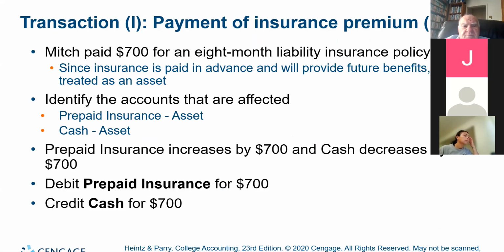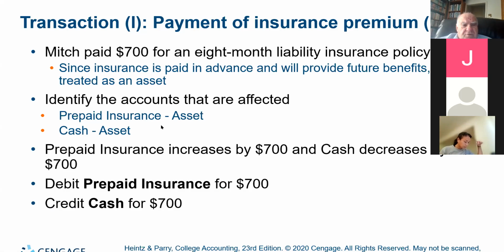We bought an insurance policy, prepaid insurance. When you buy an insurance policy, by definition, it is an asset. It is not an expense until you actually get the benefit of the insurance policy. It would be nice if we could wait for an accident and then buy the insurance, and it doesn't work that way. You have to buy the insurance in advance. So since insurance is paid in advance, it will provide future benefits. It's treated as an asset.